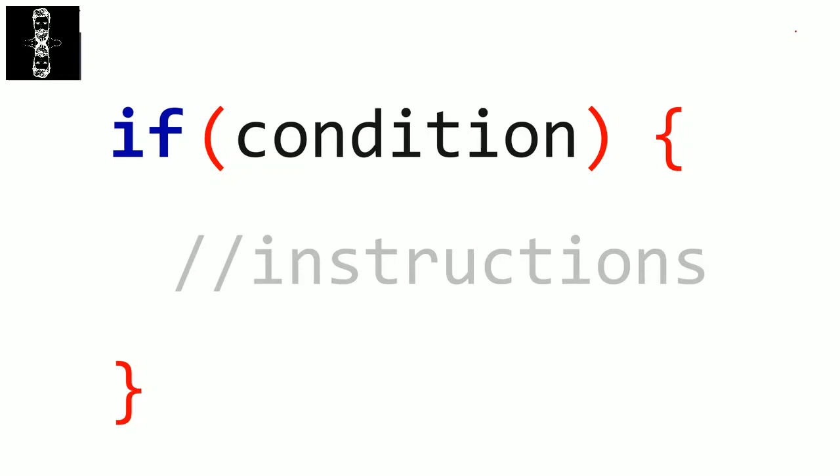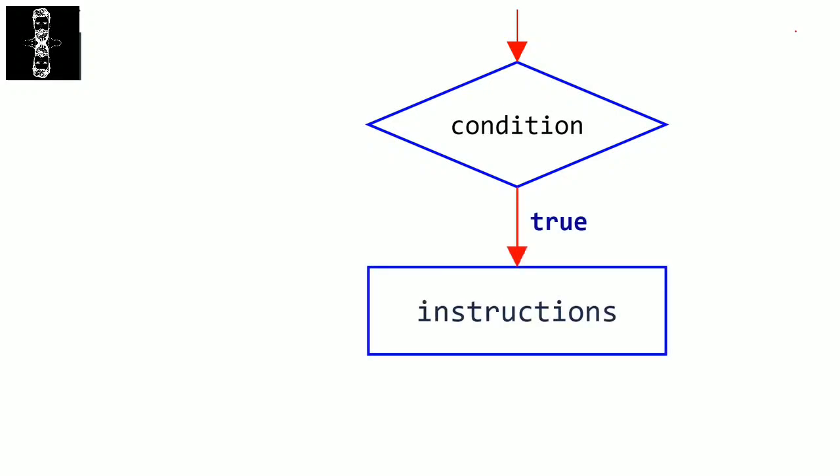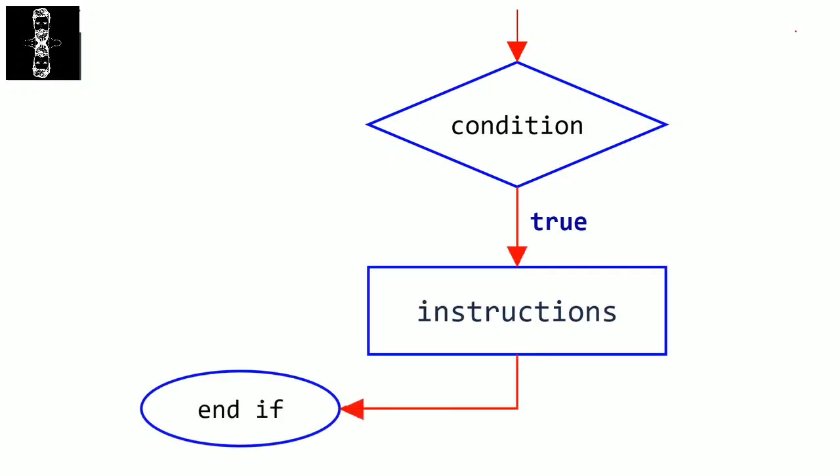Let's use this schema to better understand how it works. Here you have a condition. We said that it can be either true or false, so if it's true, we execute the instructions, then we move to the code that comes after the condition, and if it's false, we directly move to what comes after the condition without executing the instructions. And because an example is better than 1000 words, let's see examples.